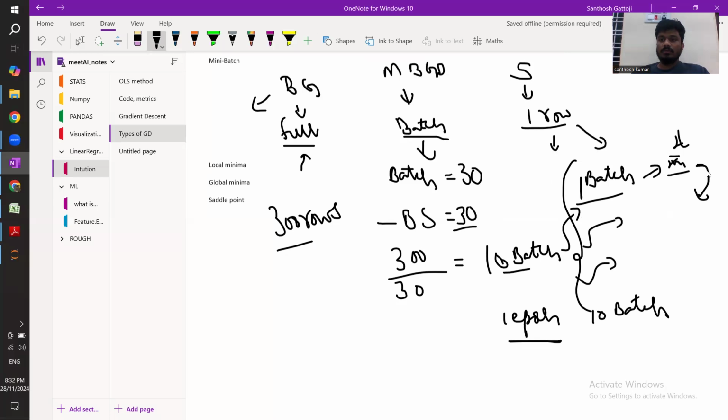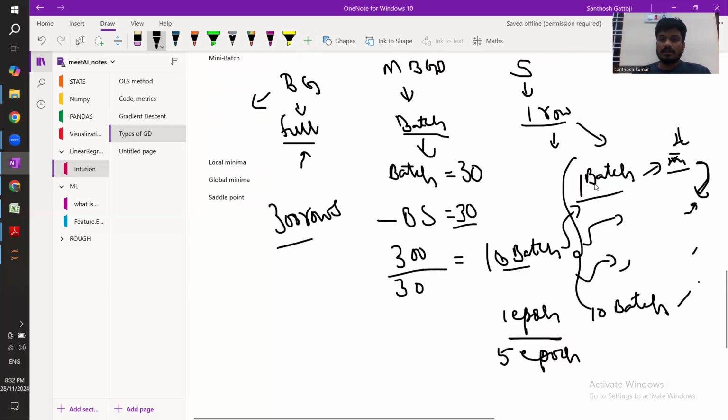Here you will get the new m. With that, take new rows, update and calculate. New rows, update, calculate. New rows, update, calculate. That is one epoch. If you have 5 epochs, the same story will repeat 5 times.